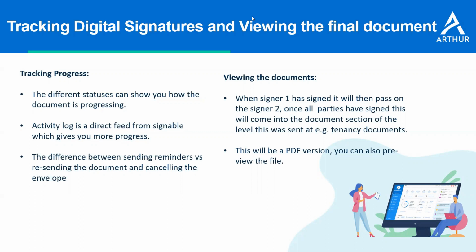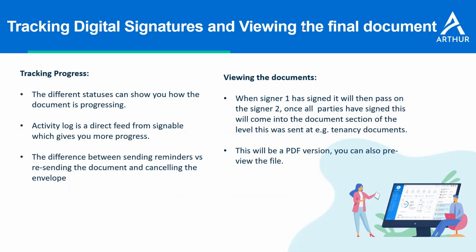And then seeing how the document looks when it's actually signed and come back. So like I said, if you're using the group method, it will go to signer 1. When they've signed, then it will send to signer 2. And then once all the parties have signed, that document will feed directly into Arthur at the level that you sent that document to. So if it's the tenancies, it will come back in tenancy documents, so you can actually view that document, and it will be a PDF. Signable always changes the Word document to a PDF, or if you've just sent it for signature on a PDF, it will just come back the way you've sent it. Okay, so just bear those in mind.